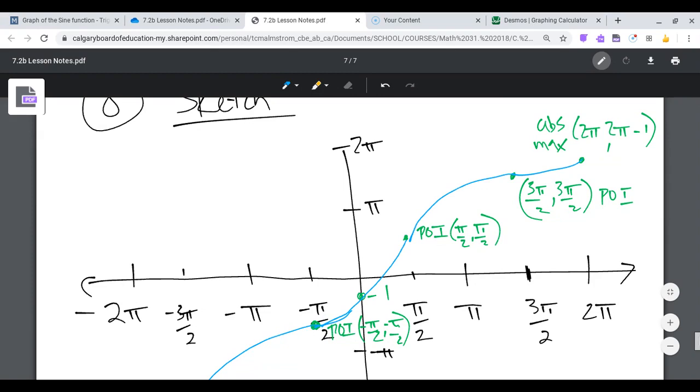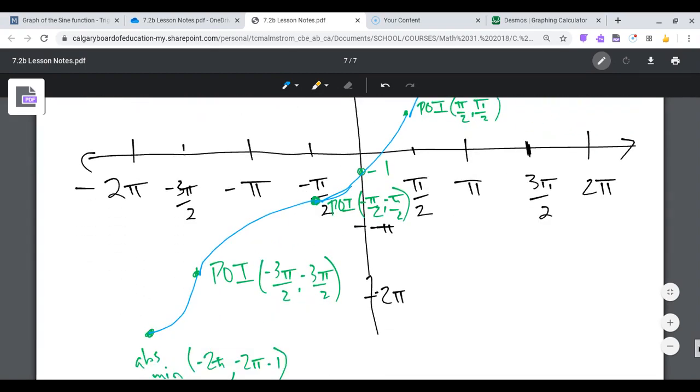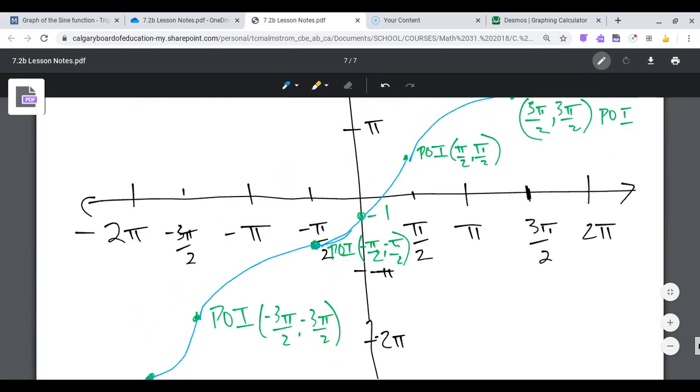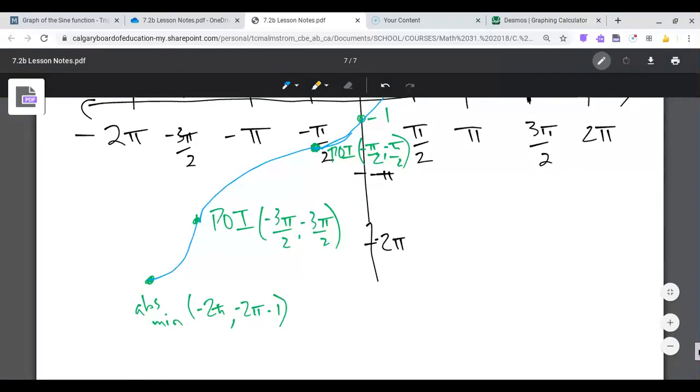There's the sketch. And you could try and see what it looks like in your graphing calculator and see how well we got it to match up. Yay, first trig sketch underway. We managed to do it successfully.